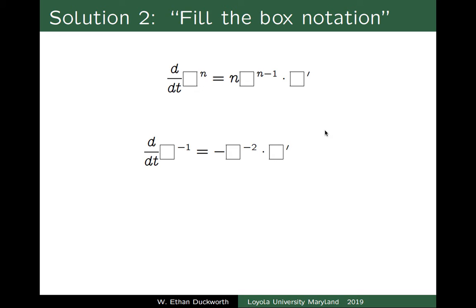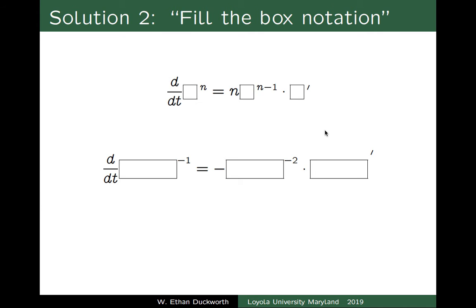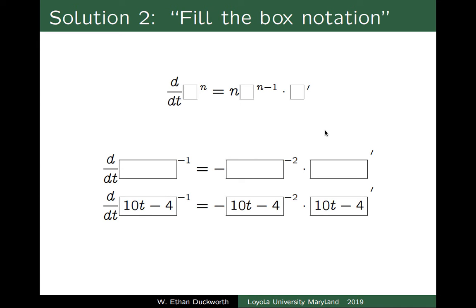Okay, so I'm going to put stuff inside of those boxes. The same thing will go inside of each box. And I need a little more room, so let me expand the box to fit. And of course, what I'm going to put inside there is, as we know from the previous notation, 10t minus 4. So the derivative of (10t minus 4) to the negative 1 equals negative (10t minus 4) to the negative 2 times (10t minus 4) prime.